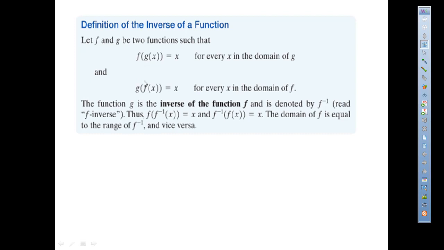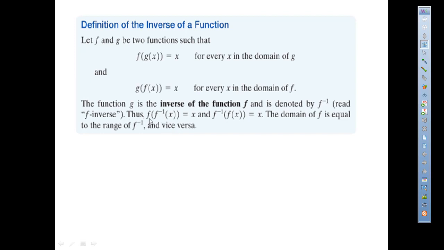So if these two things hold true, the function g is the inverse of the function f, and is denoted by f inverse. That's how you read that. It's not f to the negative 1 power. That's notation. It's not an exponent. So f to the negative 1 is actually read as f inverse. Now that's for function names.